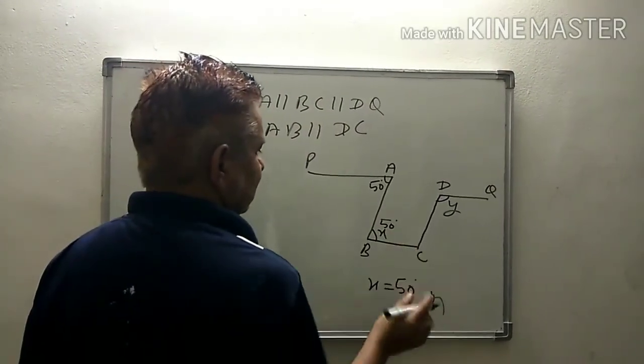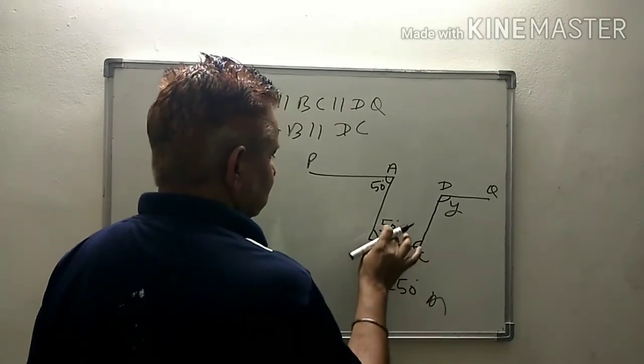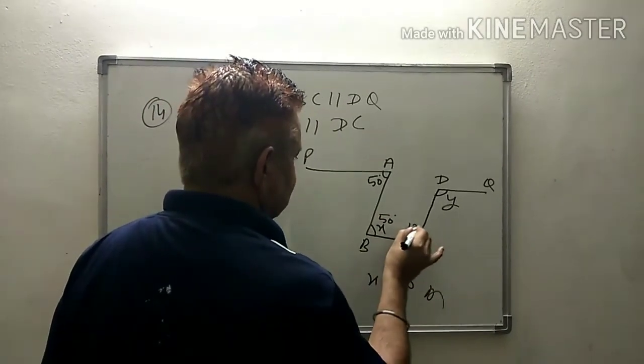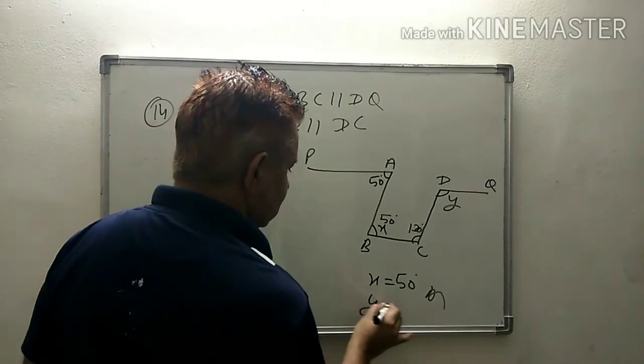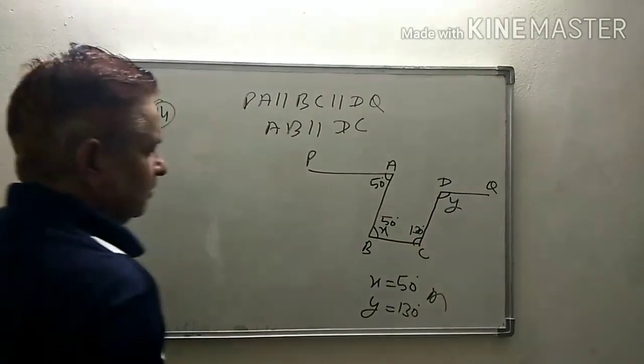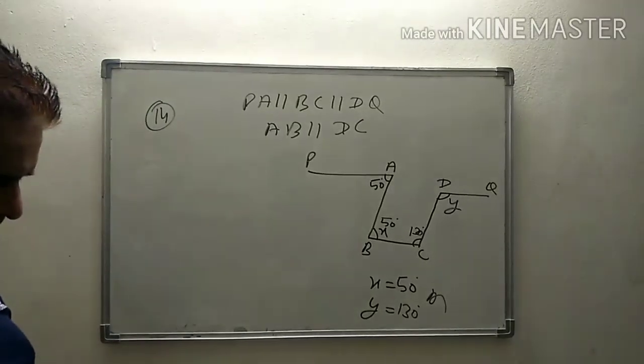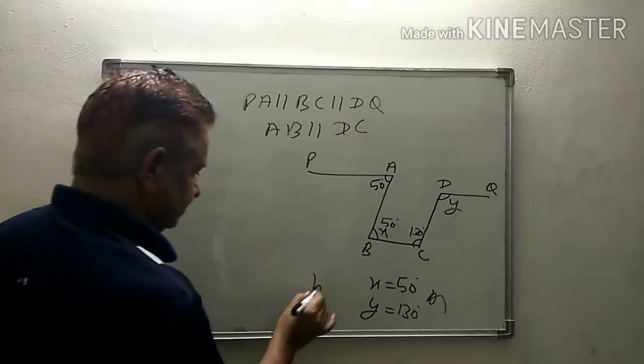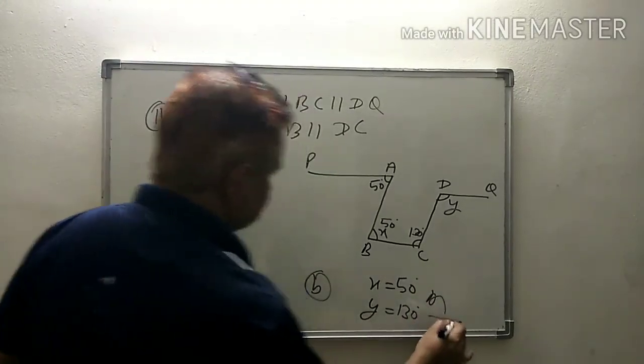This and this angle are co-interior angles. This is 50, this is 130 degrees. y equals 130, alternate angles. So your right answer is option D. Right? Thank you.